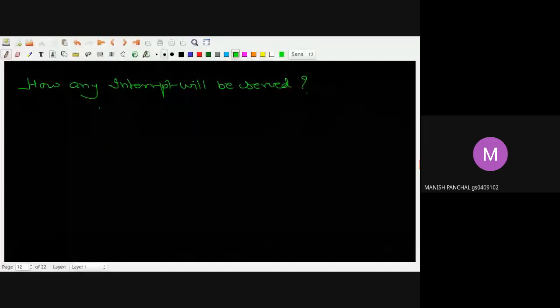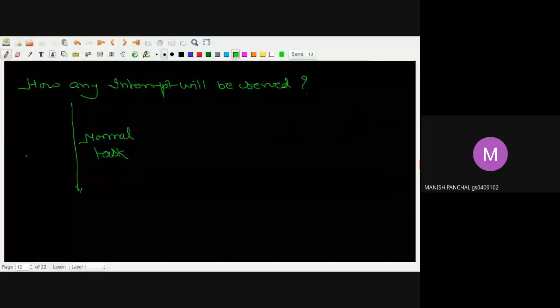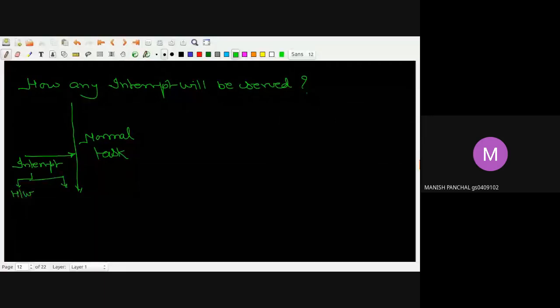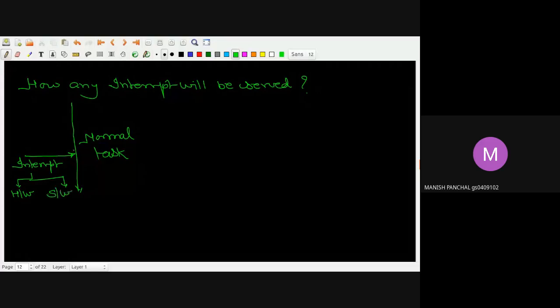If 8086 is doing some normal task, so this is my normal task. Okay, in between, for example, at this memory location I am getting some interrupt. This interrupt may be hardware, or it may be possible that some software interrupt may be written by the programmer here to get the interrupt. Okay, now what will happen?